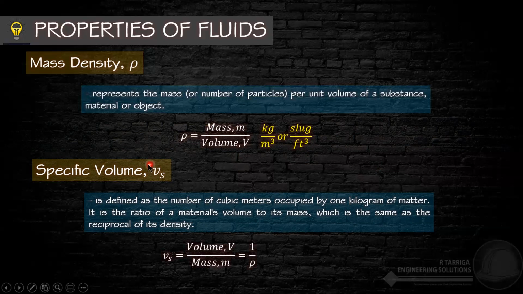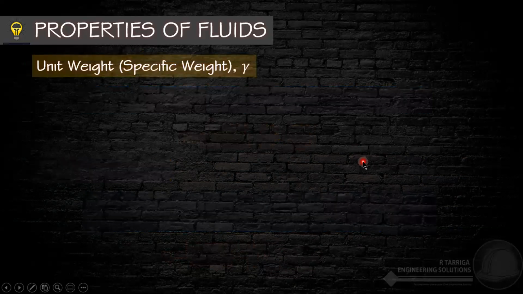Okay, so we will denote that as V sub S, specific volume. So that would be volume over mass, or just the reciprocal of the density, 1 over rho. So it is very clear that the unit of the specific volume would be the reciprocal of these. So that would be cubic meter per kilogram, or in English, cubic feet per slug.